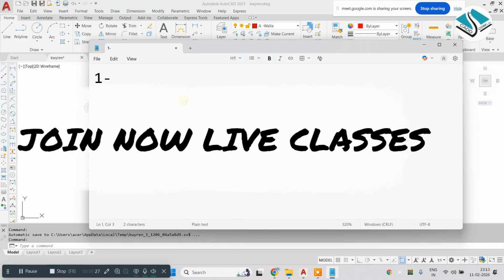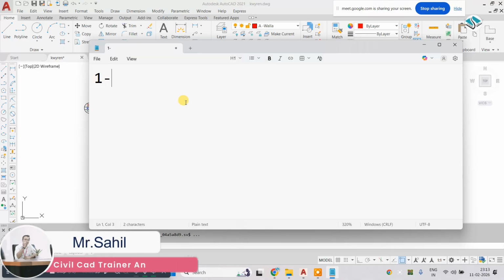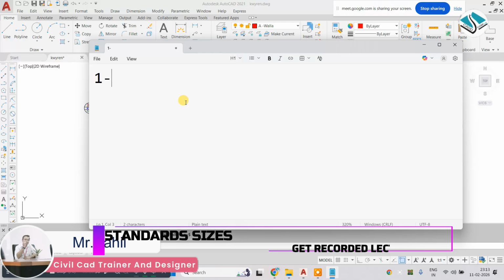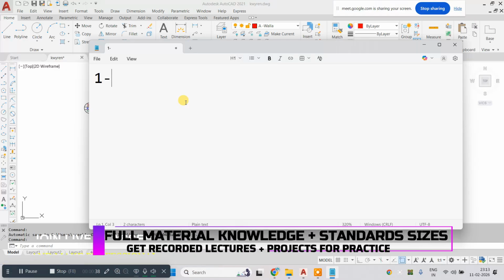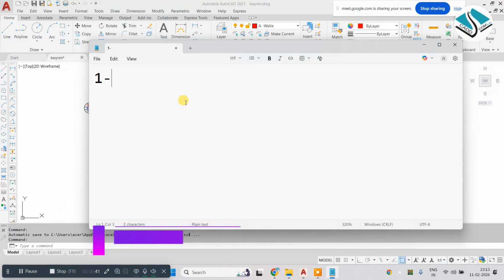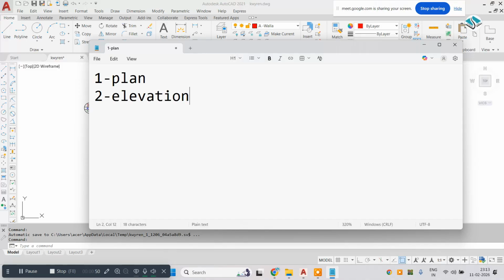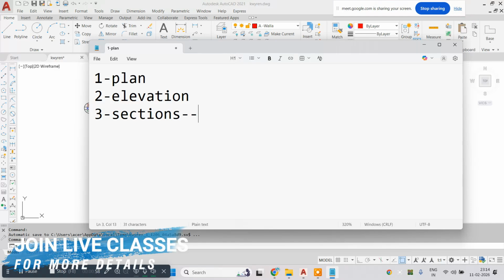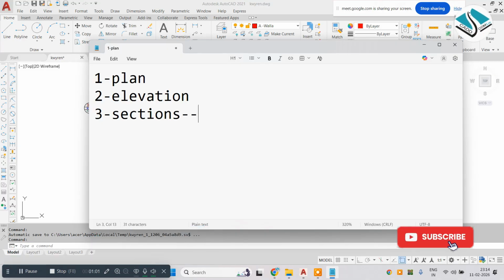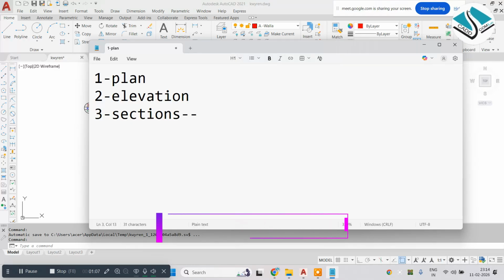In architecture part, we have seen that there are only three steps that we have followed in architecture part, and those steps are plan, elevations, and sections. A complete architecture part is based on all these three points. The complete architecture part and the complete interior part totally depend on all these points.